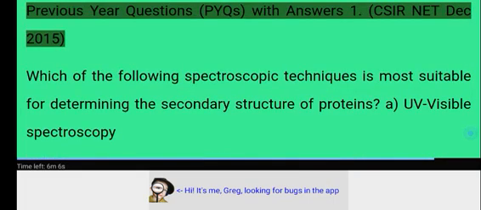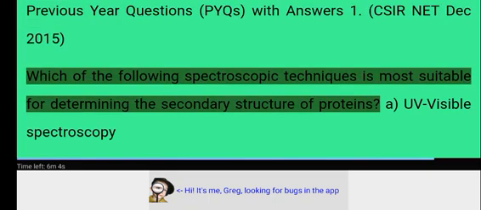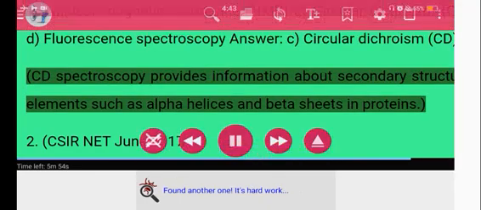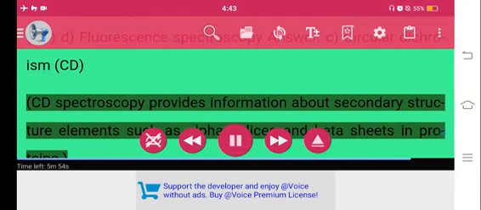Previous year questions (PYQs) with answers. 1. CSIR NET December 2015. Which of the following spectroscopic techniques is most suitable for determining the secondary structure of proteins? A. UV visible spectroscopy. B. Nuclear magnetic resonance (NMR). C. Circular dichroism (CD). D. Fluorescence spectroscopy. Answer: C. Circular dichroism (CD). CD spectroscopy provides information about secondary structure elements such as alpha helices and beta sheets in proteins.